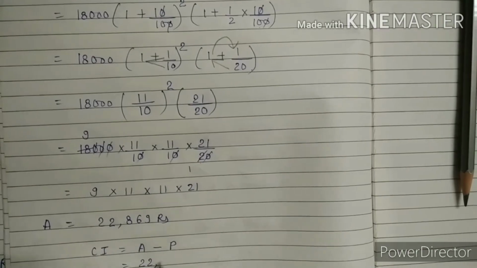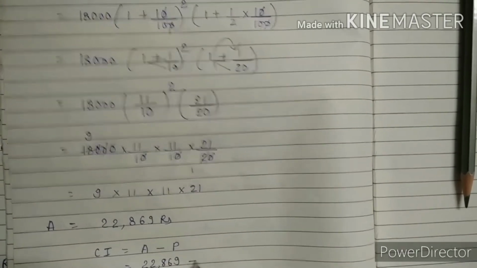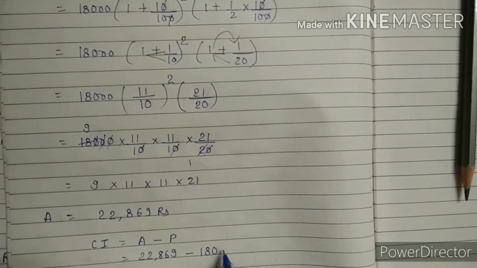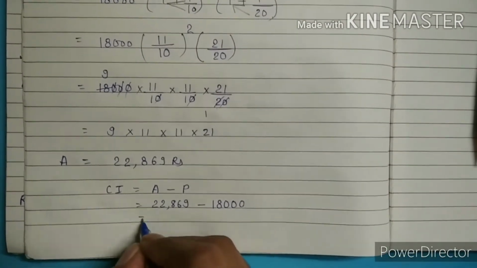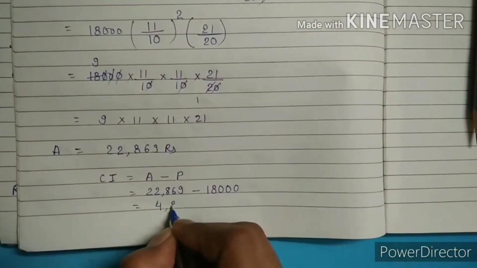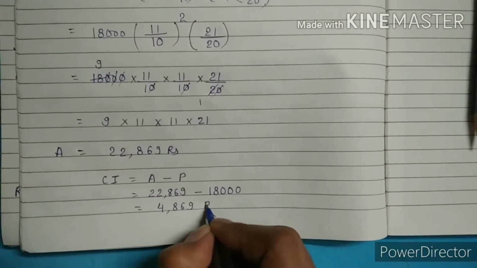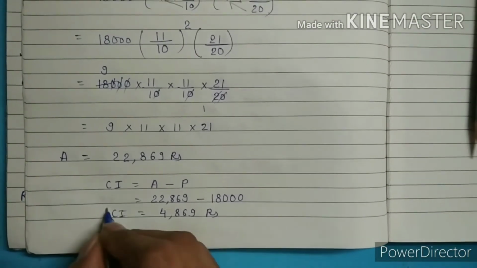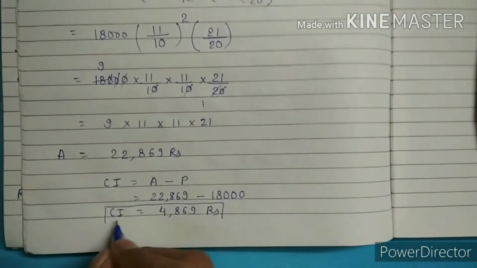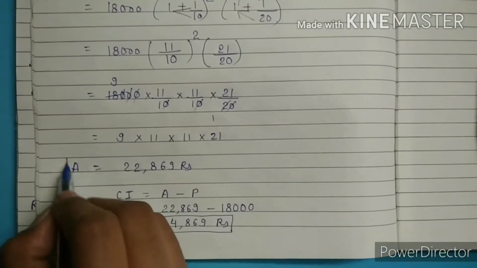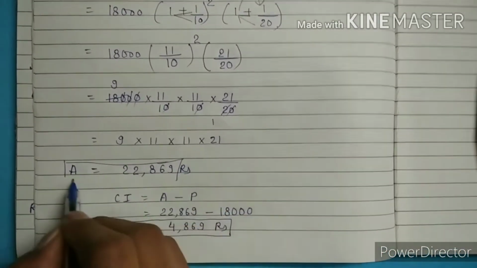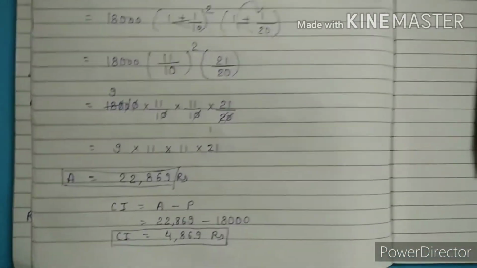Amount is 22,869 minus principal 18,000. So we will get 4,869 as compound interest. So this is our answer. Amount and compound interest both have been taken.